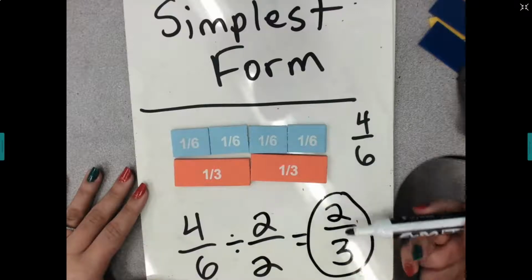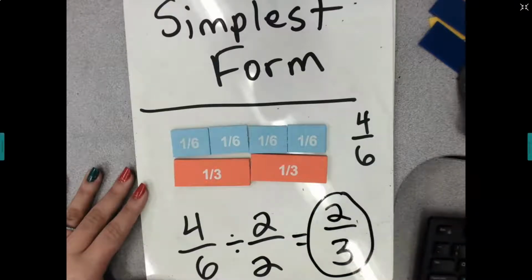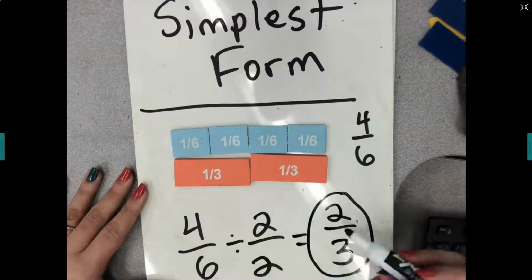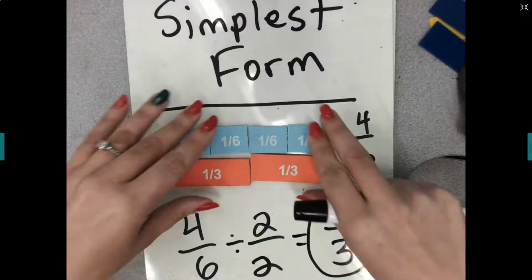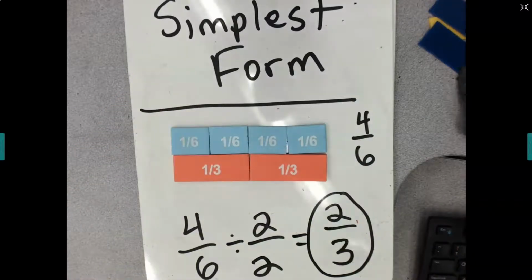Okay, I can't divide 2 and 3 by any other number besides 1. So that means that 2/3 is in simplest form. So let's do another one.